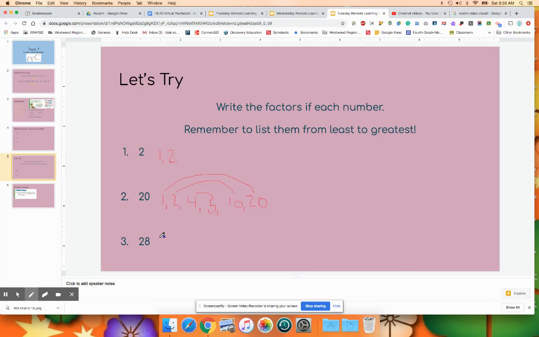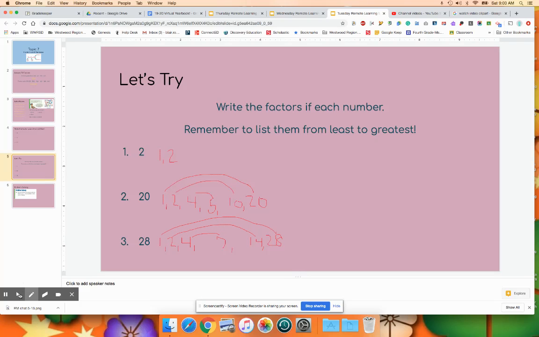28 is going to be 1. We could do it like this, and 28. I also know it's an even number, so 2 times something. It has to be 2 times 14. Oh boy. And then I know 4 times 7. See, like this is what happens, and it looks a little wonky. So my factors of 28 are 1 and 28, 2 and 14, 4 and 7.